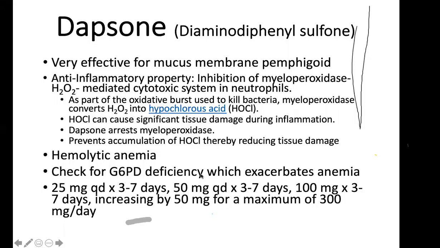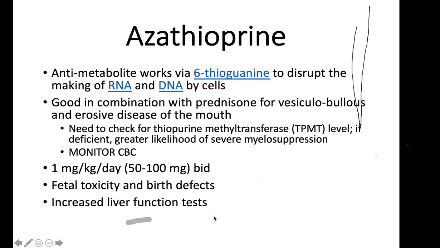Once again, a word of caution: before you put your patient on dapsone, please check their blood levels of G6PD. You don't want acute hemolytic anemias in your patients. Last few slides, azathioprine. It's an anti-metabolite.